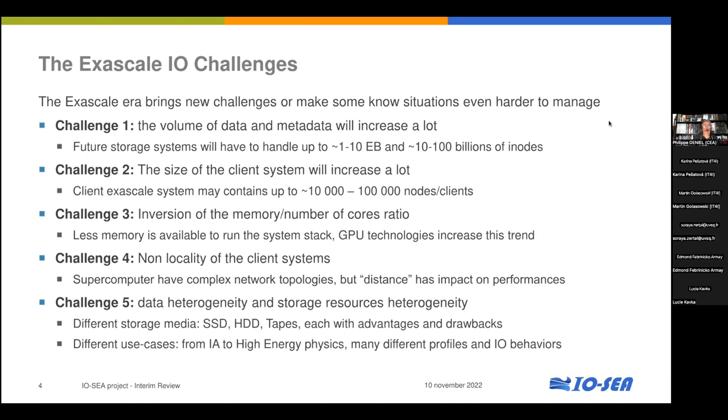The third challenge is about the evolution of the memory per core ratio. If you look from a very basic perspective at the size of the memory, it has not increased as fast as the number of cores per node. Compute software requires a well-defined amount of memory per compute core, for example 2 gigabytes or 10 gigabytes per compute core. This is the size of memory the simulation code needs to run properly.